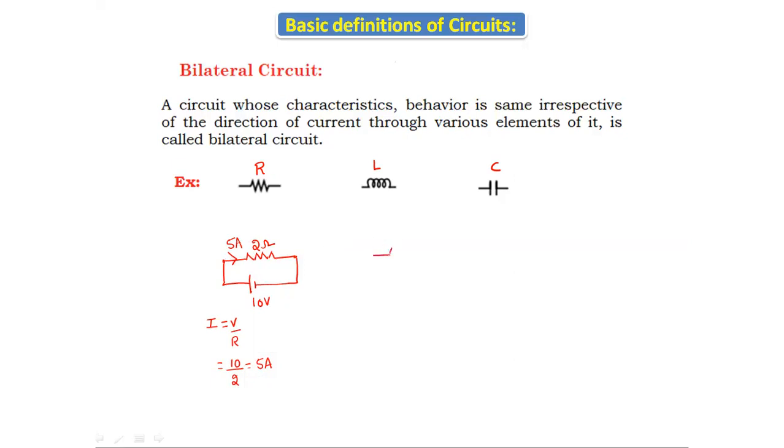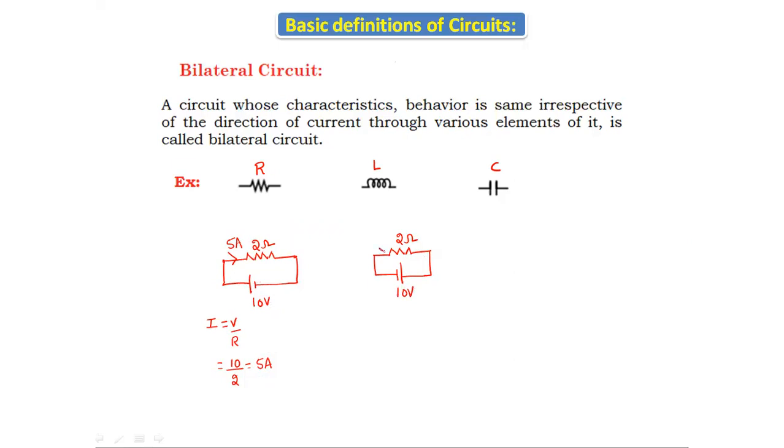I will interchange the battery terminals. Assume that it is a negative terminal and this is a positive terminal. The resistor value I am not changing here, so it still has 10 volts. Before it was positive and negative, and I am just interchanging the terminals.